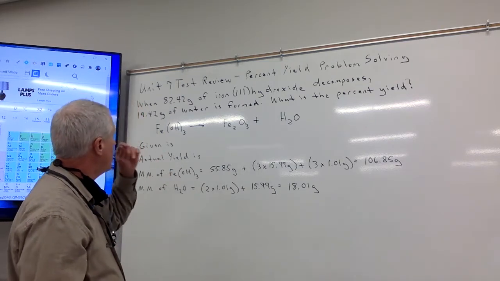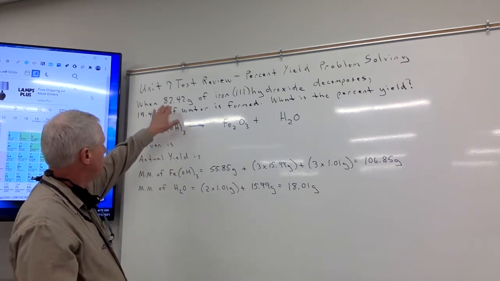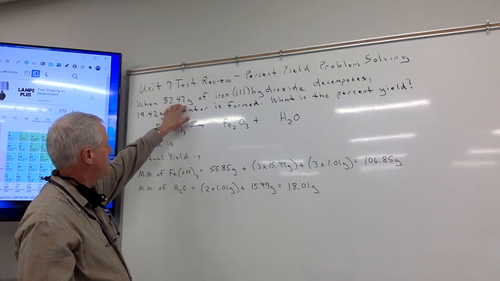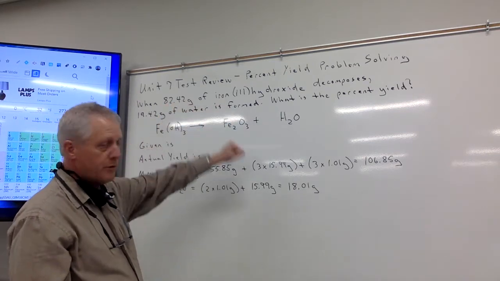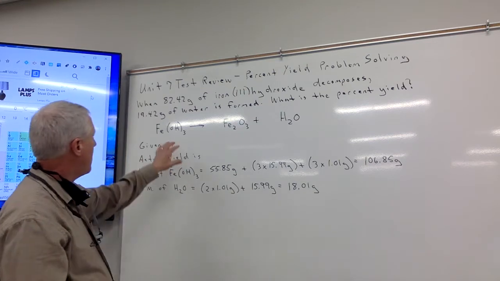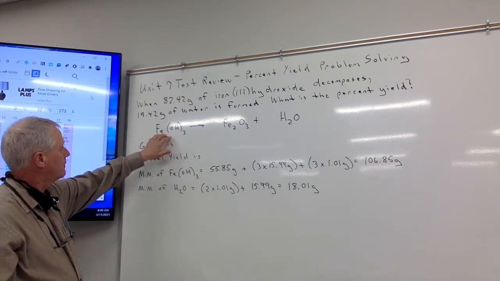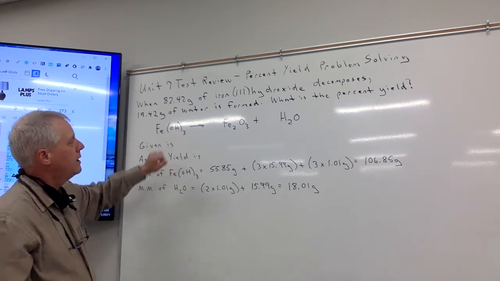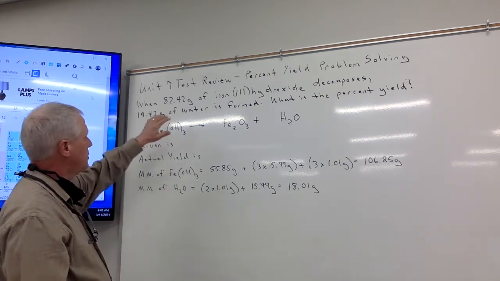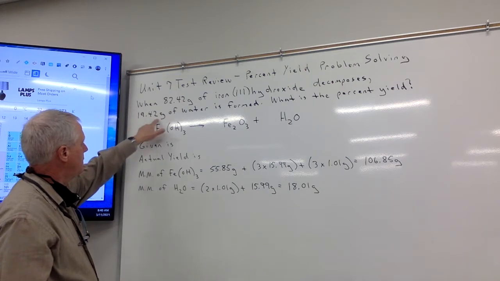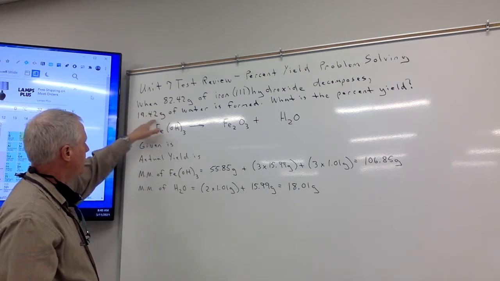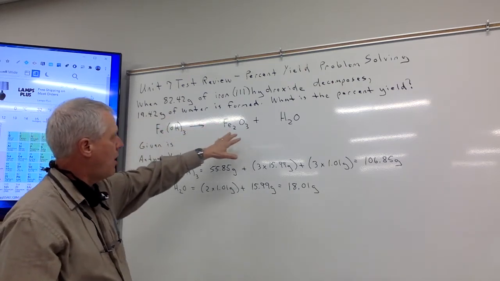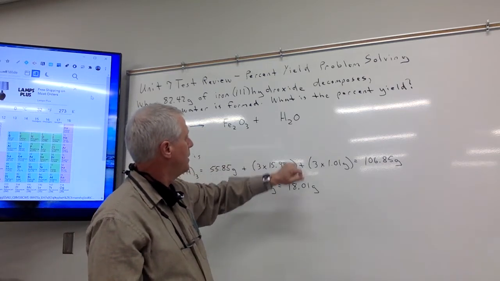When we look at the problem, there is a given amount, 82.42 grams of iron 3 hydroxide. So iron 3 hydroxide, the formula would be this. And then the actual yield that's given in the problem is the 19.42 grams of water. So we know water is being formed.